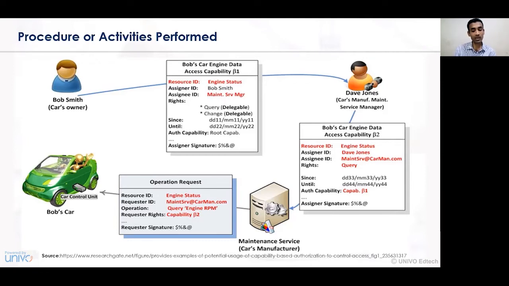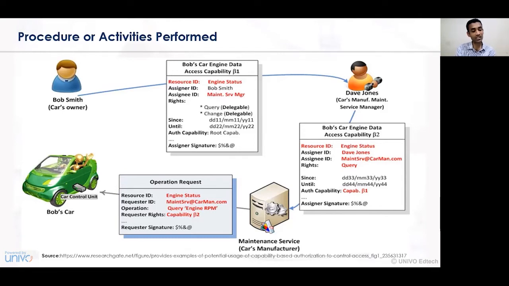The requester ID, that is the capability of beta 2. Earlier it was the root capability, that is car owner. Then it has moved to the service maintenance manager, that is beta 1, that is the capability of beta 1. Now it has been moved to the capability of beta 2, that is it has been moving from Bob's car engine data, from Dave Jones to another service operations request manager, that is the maintenance service. And lastly, it has a certain description of this particular product and the requester's signature. So from whom the request has been passed from one level to another level.